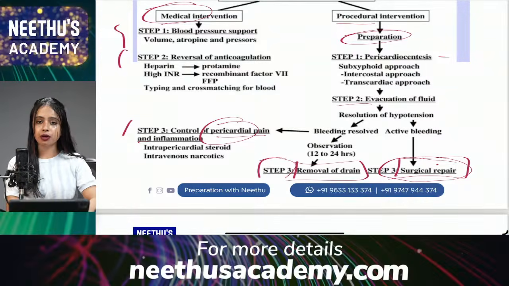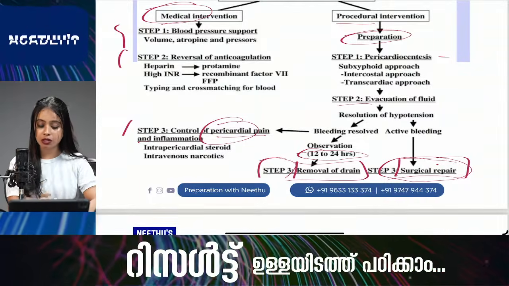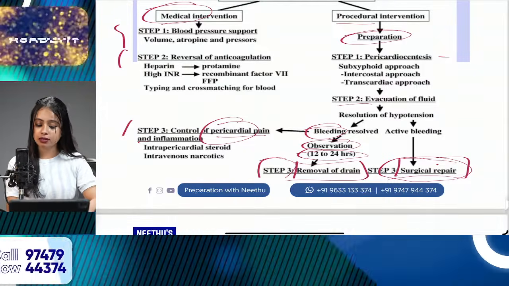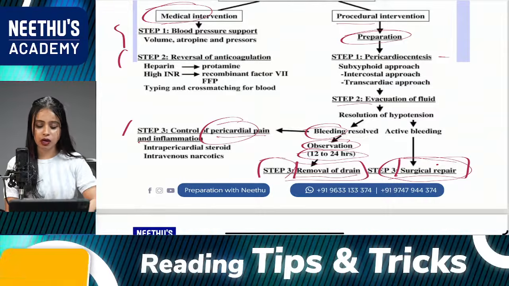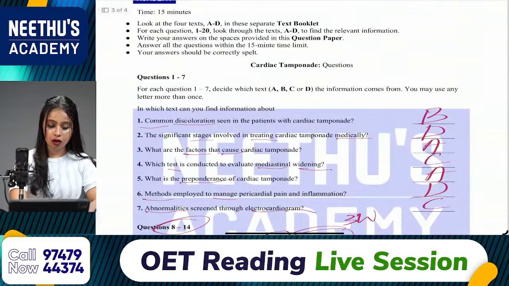See, the last one from text D? Observation 12 to 24 hours. Those are the keywords. Bleeding mentioned, observation mentioned. So my answer should be removal of drain. That should be removal of drain from text D.